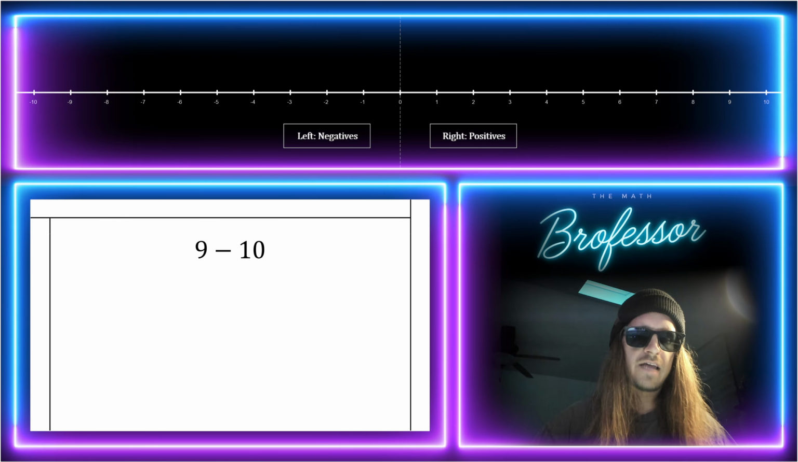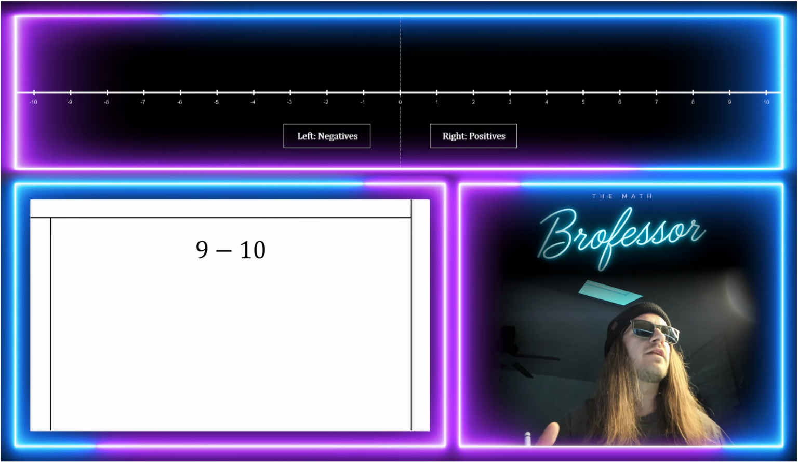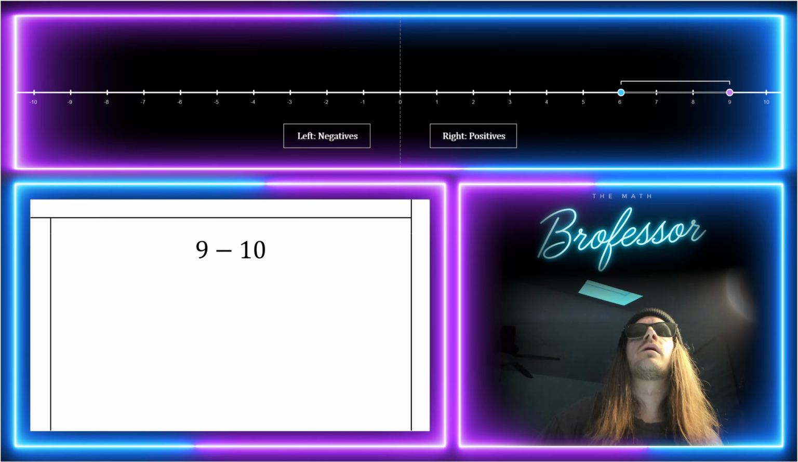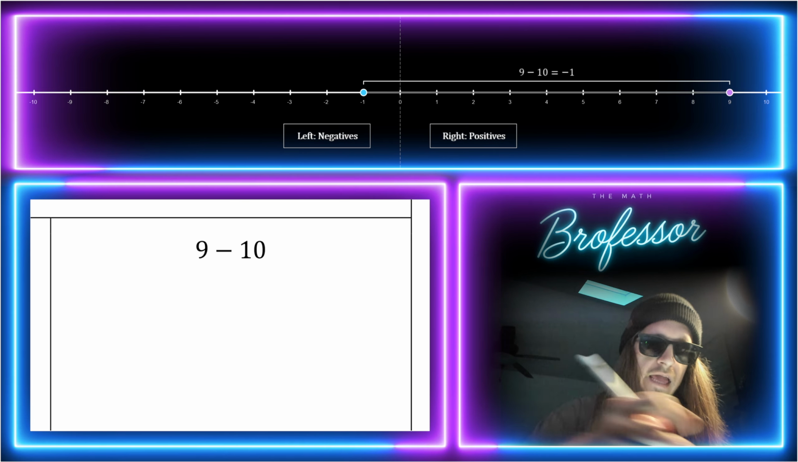And then 9 minus 10. Start at positive 9 minus left 10 units. And where do we end up? Think about what you think the answer is going to be before we get there. What is 9 minus 10? What do you think? It's going to be negative 1.